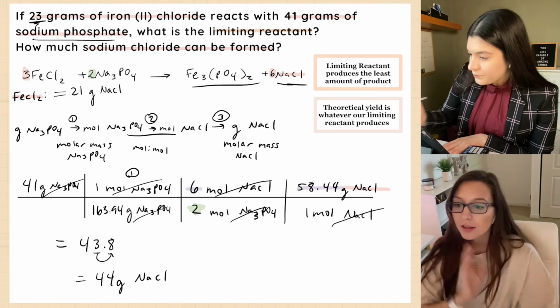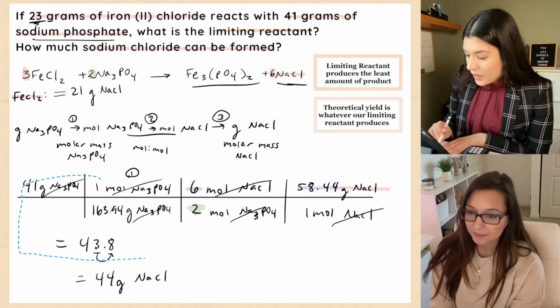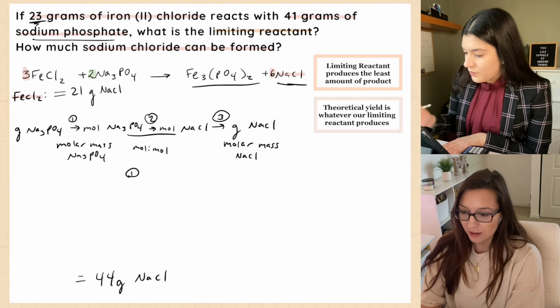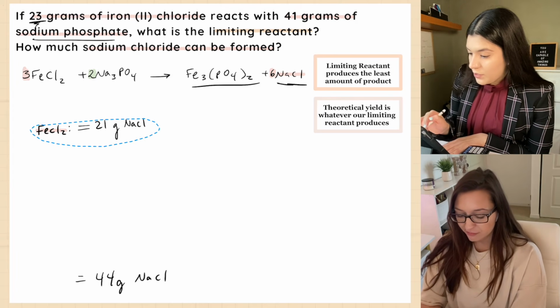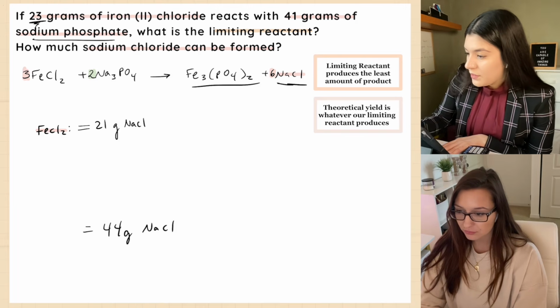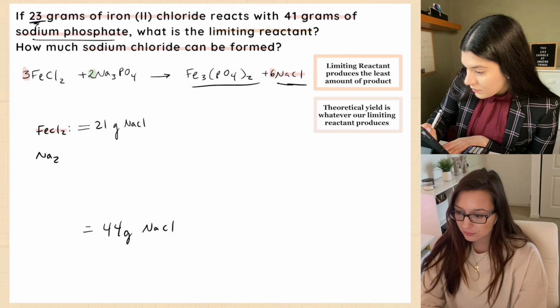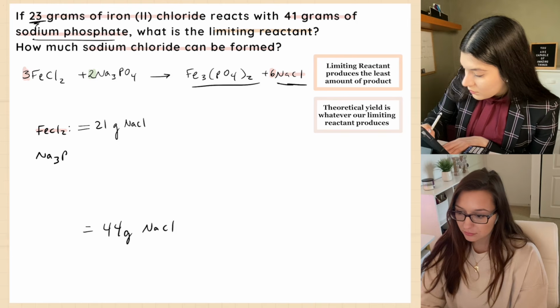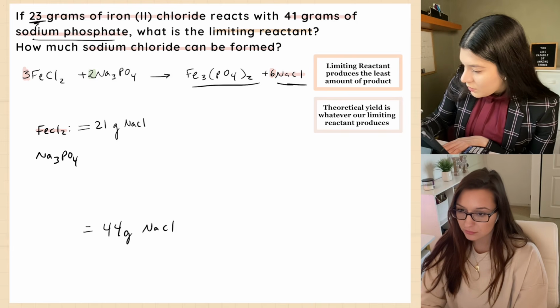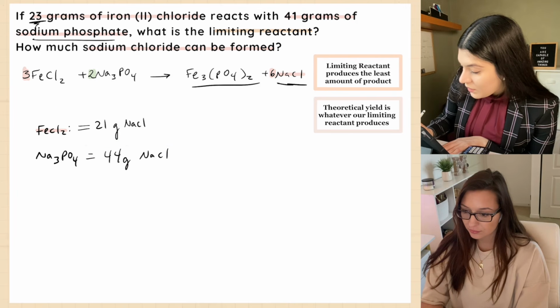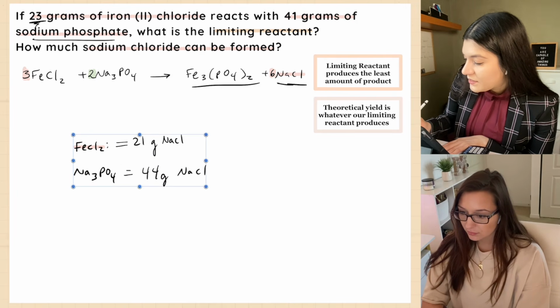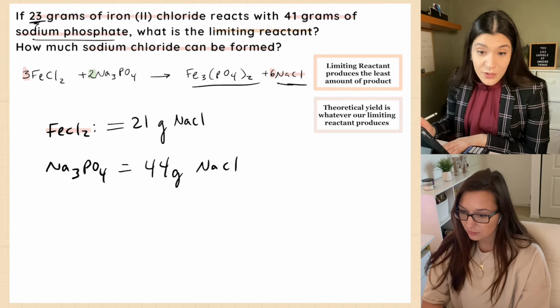So perfect. Cool. So I'm going to just kind of remove all of this and just show you. I'm going to separate this. And then let me put that, our second reactant produced this. So this is both of our reactants and how much product they actually produced.